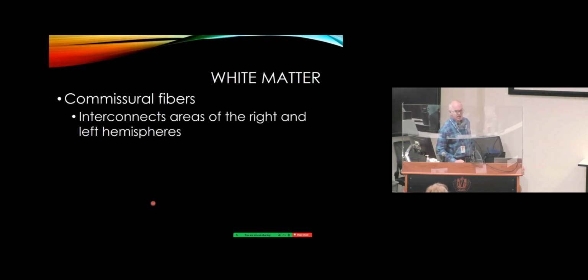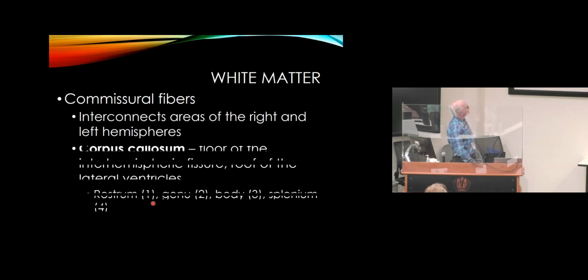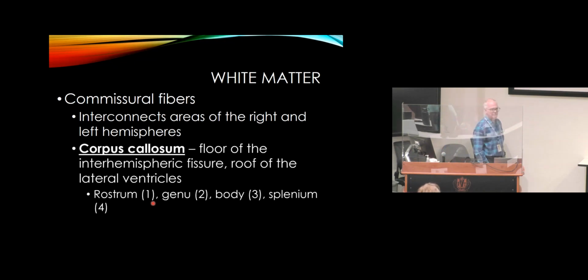And then the last slide here, and then we'll take a break. We have commissural fibers, and these are pathways that connect right and left hemisphere of the brain. The biggest one we already talked about is the corpus callosum. We've already said if you put your fingers into the hemispheric fissure, it's eventually going to rest right on the corpus callosum. And we will see in the Thursday lecture that the lateral ventricles are right underneath the corpus callosum.